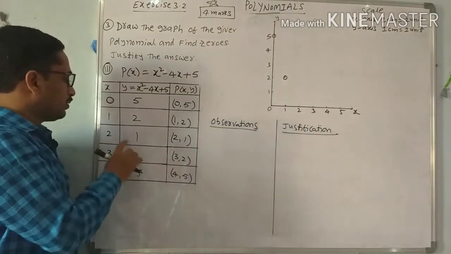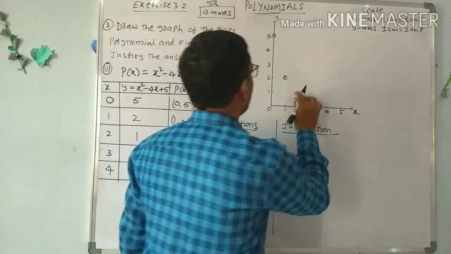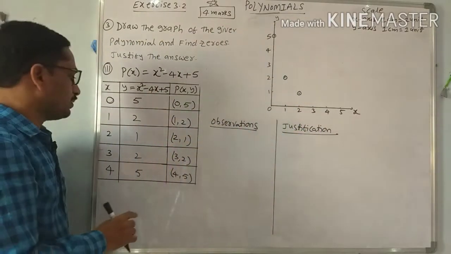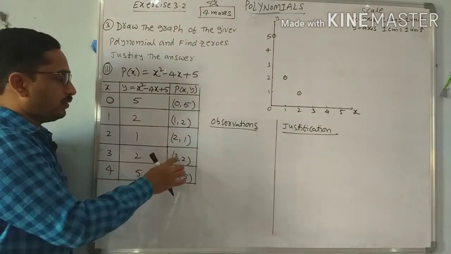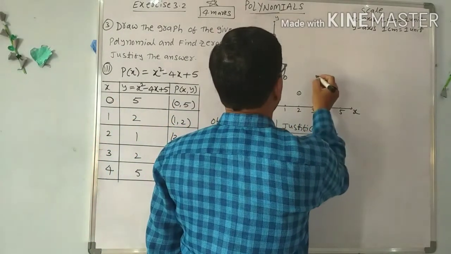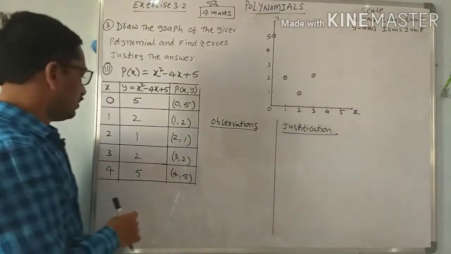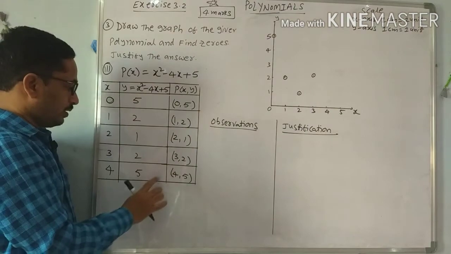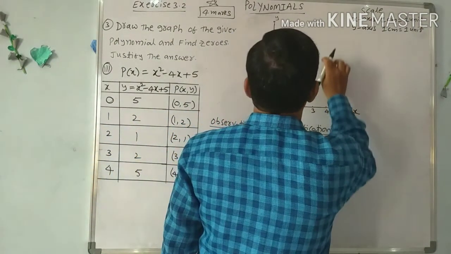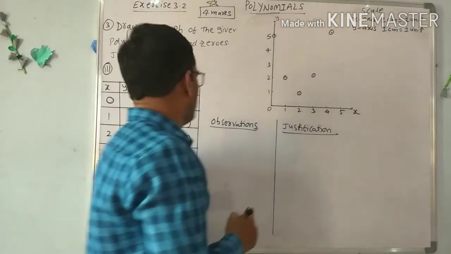Next (2, 1), x value 2, y value 1. So this is the third point. Next, (3, 2), x coordinate value 3, y coordinate value 2. So this is next, last (4, 5), x coordinate value 4, y coordinate value 5. So these are the 5 points.